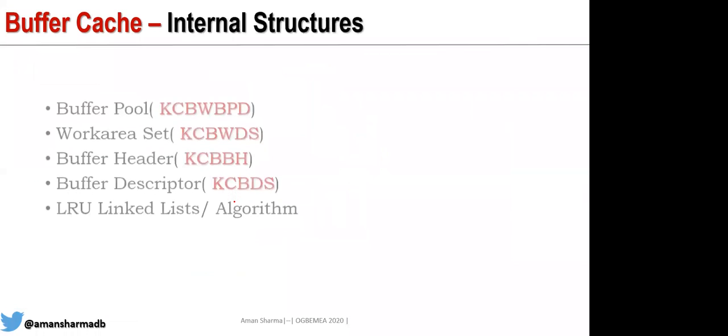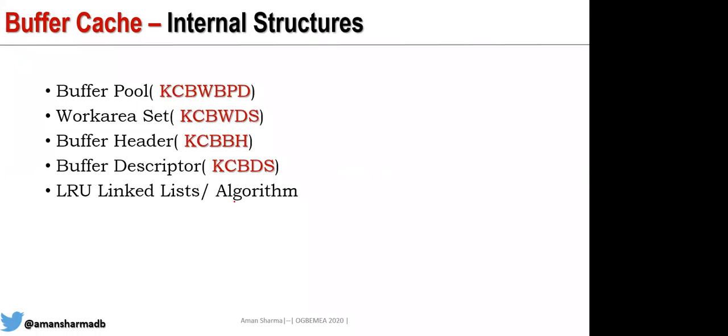Now, the buffer cache is maintained by a couple of structures which are kept internally for it. So there are going to be descriptors. Now we know that there is a kernel cache. KC is the kernel cache layer. B stands for buffer. So this is WB, work area buffer pool descriptor, kernel cache buffer, work area descriptor set, buffer header, and buffer descriptor. So this is the descriptor set. And then we have the LRUs.